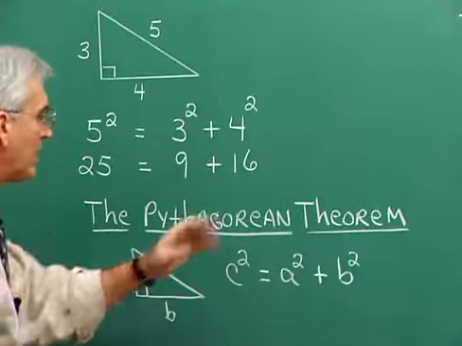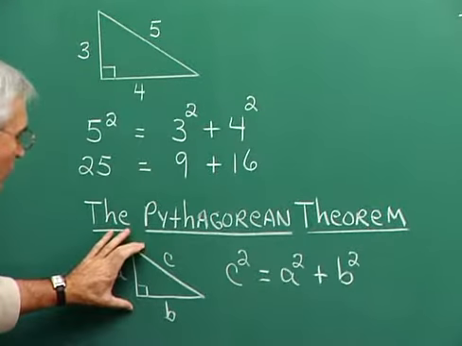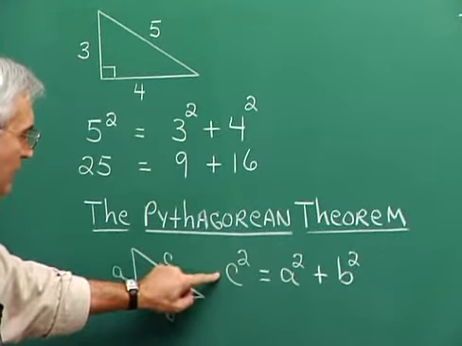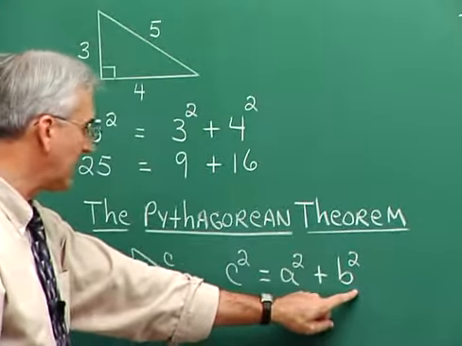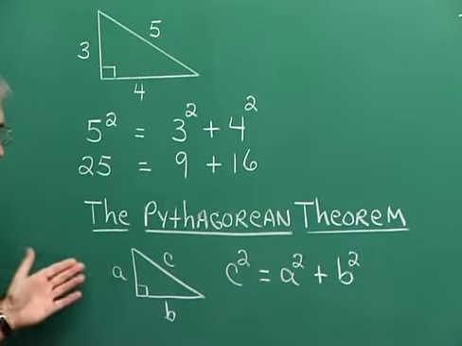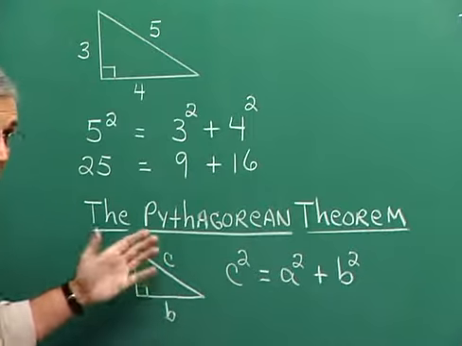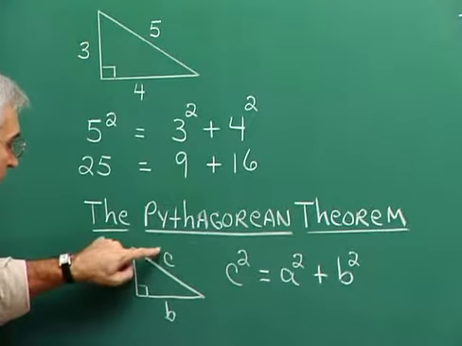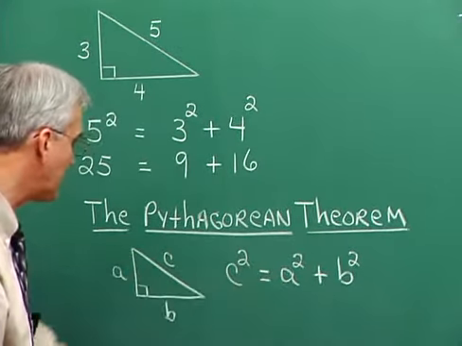Well, the Pythagorean theorem is this, that in a right triangle, the square of the hypotenuse is equal to the sum of the squares of the legs, and if the right triangle is labeled as ABC, as I've labeled it here, with the hypotenuse as C, it's C squared is A squared plus B squared.